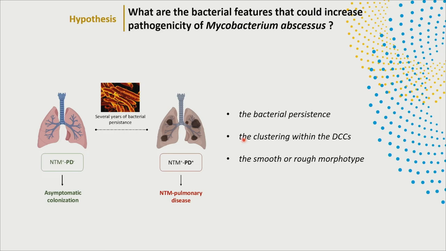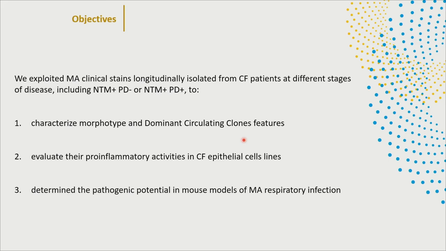So to consider all these features together, we exploited 11 Mycobacterium abscessus clinical strains that were longitudinally isolated from cystic fibrosis patients at different stages of the disease, in particular at the asymptomatic stage and the advanced stage of pulmonary disease. And thanks to these bacteria, we wanted to characterize their genotypic and phenotypic features, to test their pro-inflammatory potential in epithelial cell model of cystic fibrosis and to try to validate some aspects in a mouse model of respiratory infection. So the first step was to characterize the morphotype and the dominant circulating clone features.